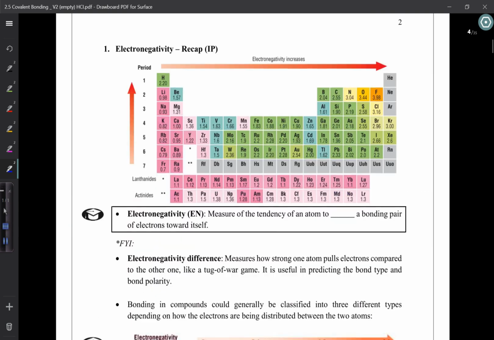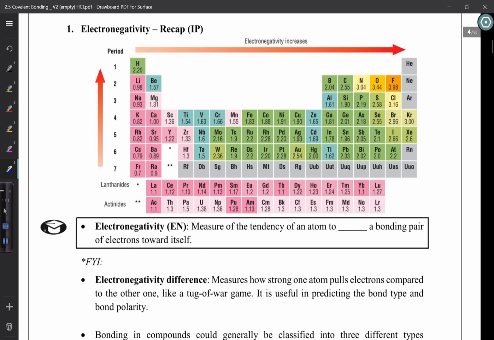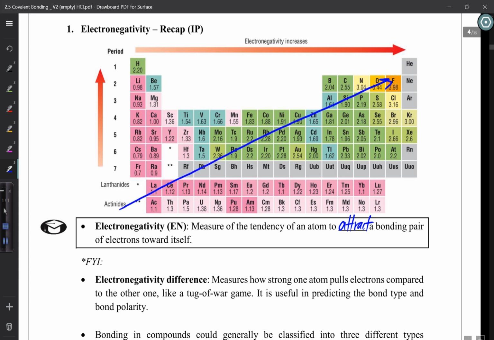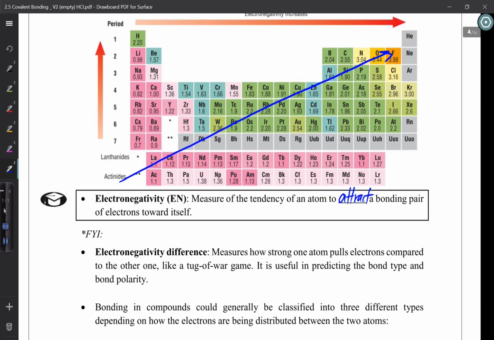So the first part of covalent bonding is on electronegativity, basically a recap of what we have learned previously. Recall that electronegativity, we defined it as a measure of the tendency of an atom to attract a bond pair towards itself. Another thing that you have to recall is the trend in electronegativity. I already emphasized that electronegativity increases across the period and up the group, which means it increases diagonally from the bottom left to the top right hand side. So this is the second thing that you have to know.